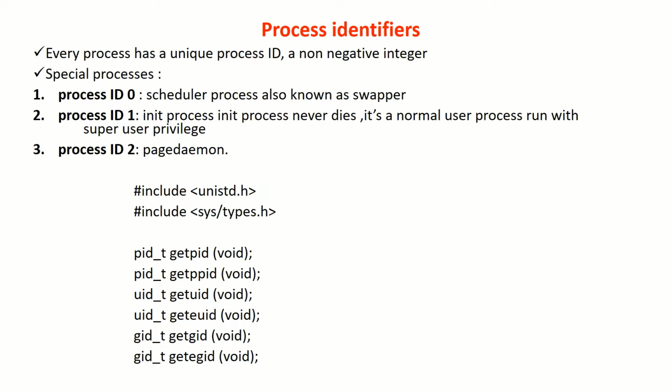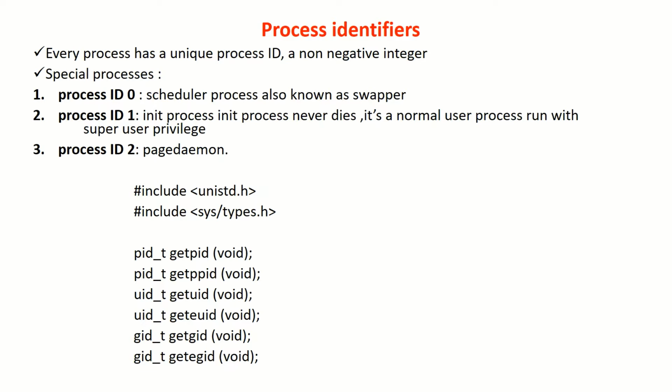First one, process ID 0. It indicates the scheduler process, also known as the swapper. Scheduler process means the process that is started or initiated first. That process is called the scheduler process, and sometimes it is also called a swapper.